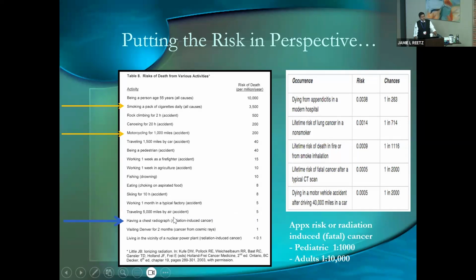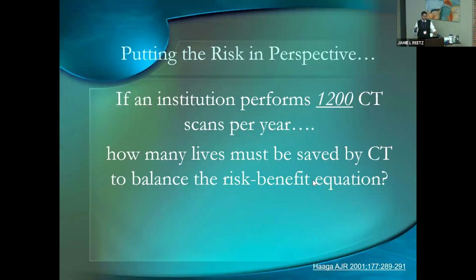And so even having a chest radiograph and having a radiation-induced cancer, there is a risk, but it is a pretty low risk. And then again, the idea of risk-benefit analysis is your risk of dying from appendicitis in a modern hospital is very, very low, but it is a higher risk than the potential chance of you getting a fatal cancer from a CT scan. So it's better to do the CT, diagnose the appendicitis, and treat the patient versus worrying about these theoretical risks. The actuaries have done their work and said, in theory, if you do 1,200 CTs at a hospital, how many lives have to be saved to make that hypothetical risk worth it? And it's really just one. So you can see the benefits far outweigh the risks for CT radiation.